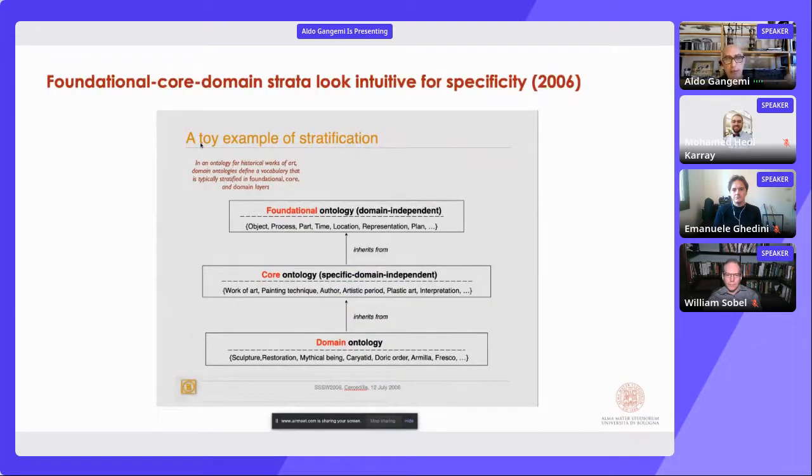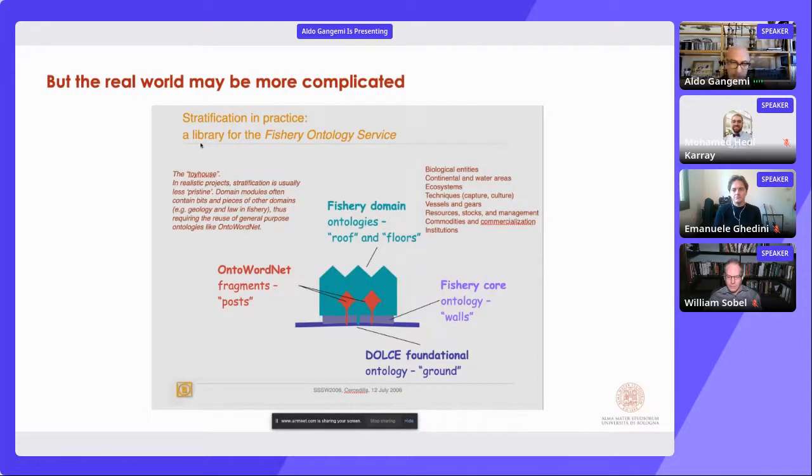Indeed, you can have a clean case in which, for example, you want to distinguish things like process or part versus work of art, painting, and author, versus sculpture, mythical being, or caryatid, or Doric order, etc. But in realistic use cases, you have something like this. This goes back to 2006. Actually, these are slides that I presented at the Semantic Web Summer School 15 years ago. In this case, we had this fishery ontology service, and it required considering Dolce, but jointly with WordNet and jointly with some fishery core, intermixed with the other points. So it's hard to claim that there is a very clean stratigraphic view of our ontology projects.